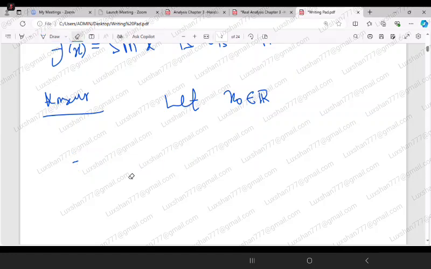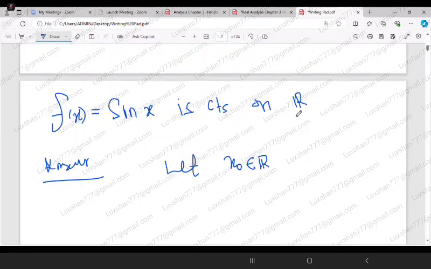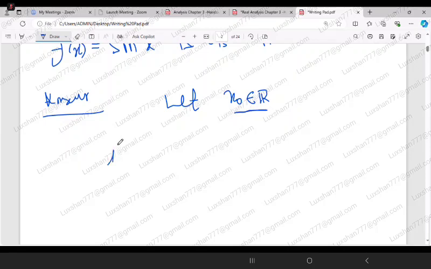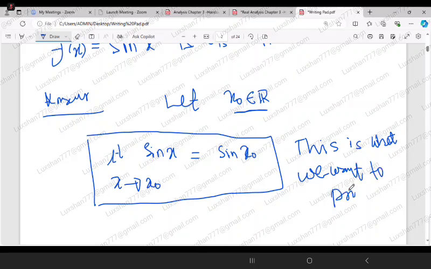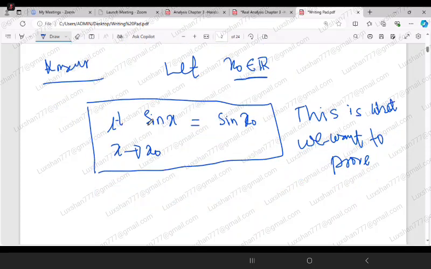What do we have to prove now? If it is continuous on R, then we have chosen an arbitrary point, so we want to prove that the limit of sin x as x tends to x naught equals sin x naught. This is what we want to prove.